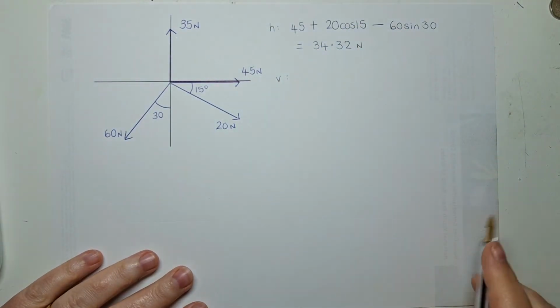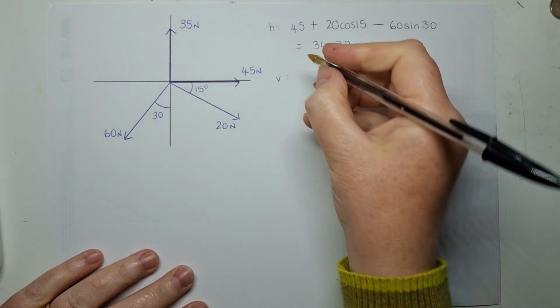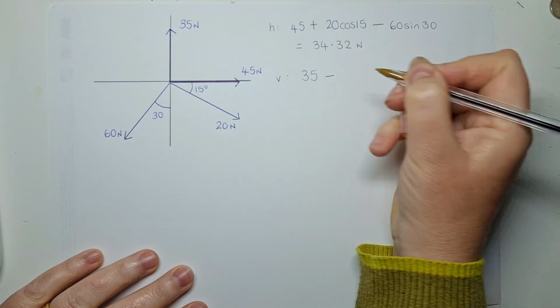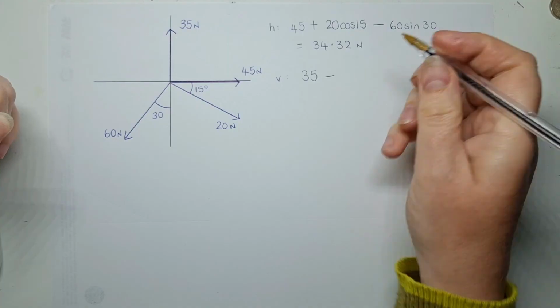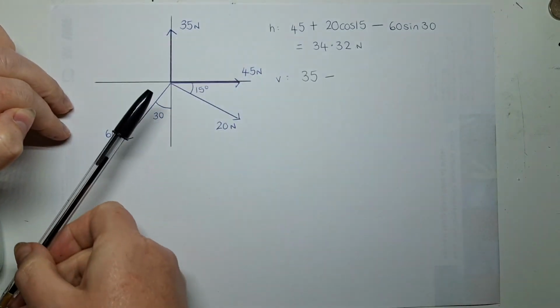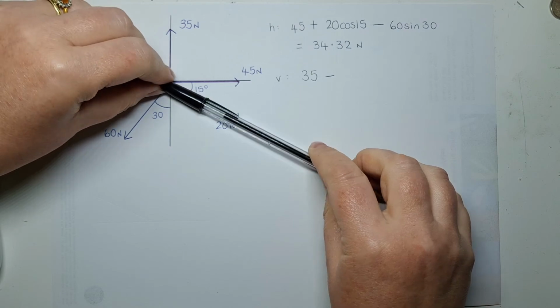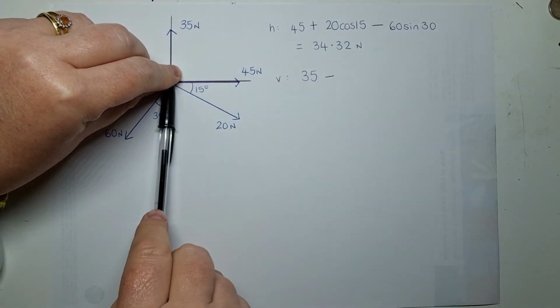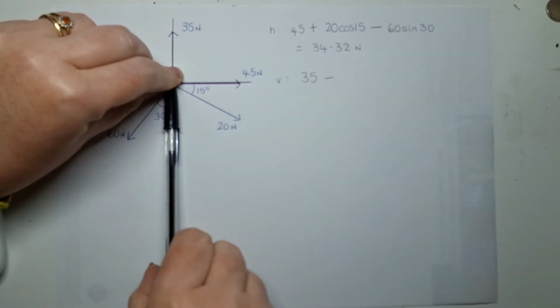Okay, so for vertical, you go up first and then minus anything down. So we've got a 35 up, nothing else up. The 45 doesn't come into the vertical, but we have these two diagonal forces that are pulling downwards. So again, if we stretch around from the 20, that 15 gets stretched down to the bottom, so it's 20 sine 15.